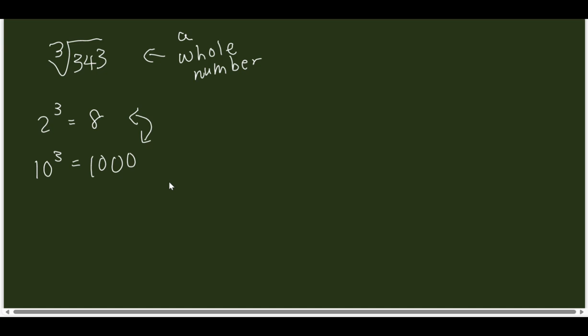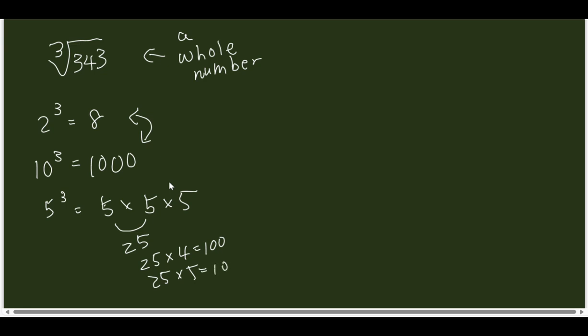Let's do something around half of 10. What is 5 cubed? 5 times 5 times 5. 5 times 5 is 25. 25 times 5, I would do it like this: 25 times 4 is 100, so 25 times 5 is 100 plus 25, which is 125. No, it's still far smaller.